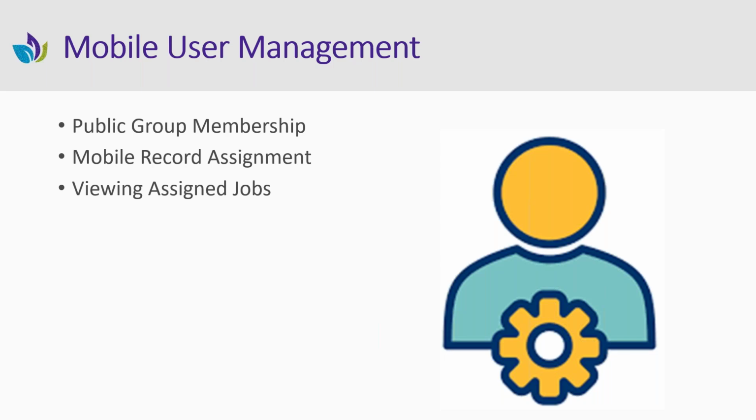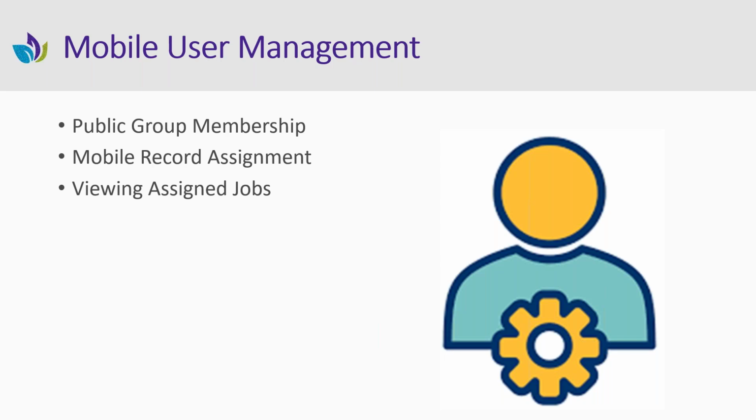So we've also made enhancements in how you manage your mobile users. We've streamlined this process, and this includes, firstly, public group membership. This is the process of adding or removing mobile users to and from public groups. With respect to TaroWorks, you can assign jobs to public groups rather than to individual users, which makes the assignment more efficient. You can also customize sharing and security settings at a public group level.